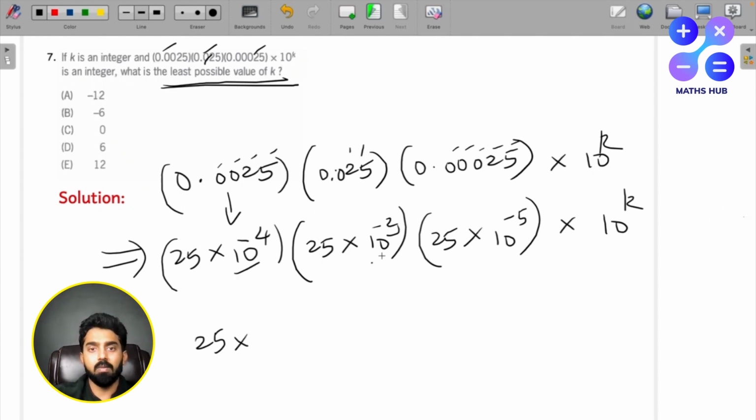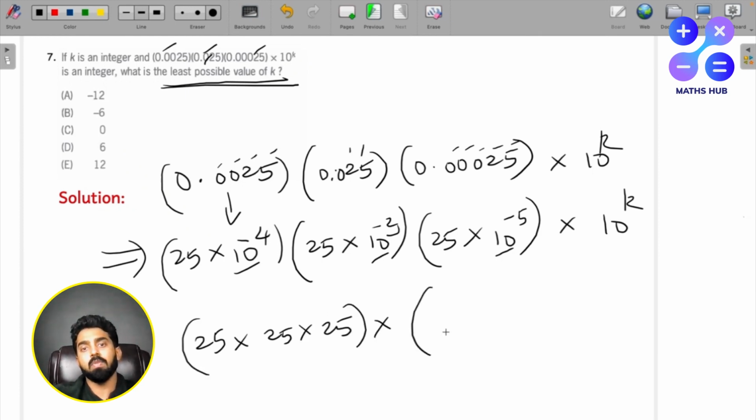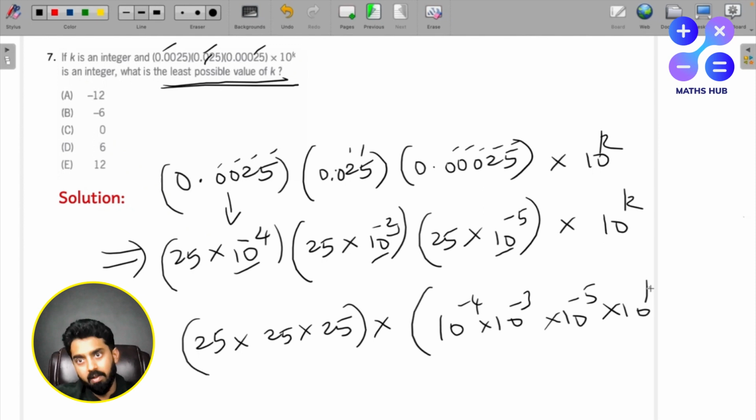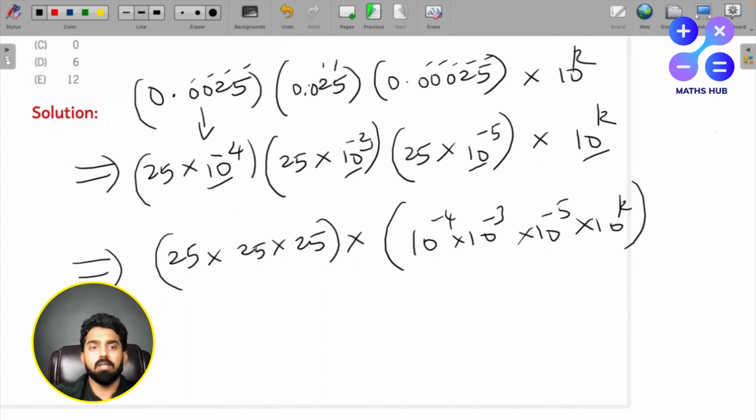So now we're going to take all the bases together and all these numbers together. It's 25 times 25 times 25 multiplied by 10 to the power of minus 4 into 10 to the power of minus 3 into 10 to the power of minus 5 into 10 to the power of k. This is also the same base, 10. Now this is an integer already. We know 25, 10, 24, whatever. I don't care what the number is. It's an integer. That's all we know.